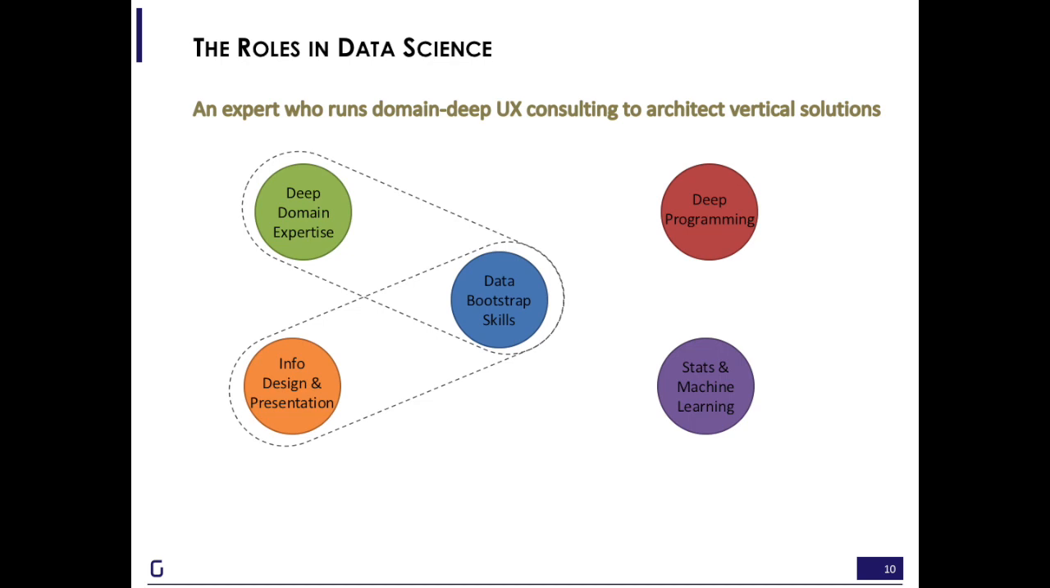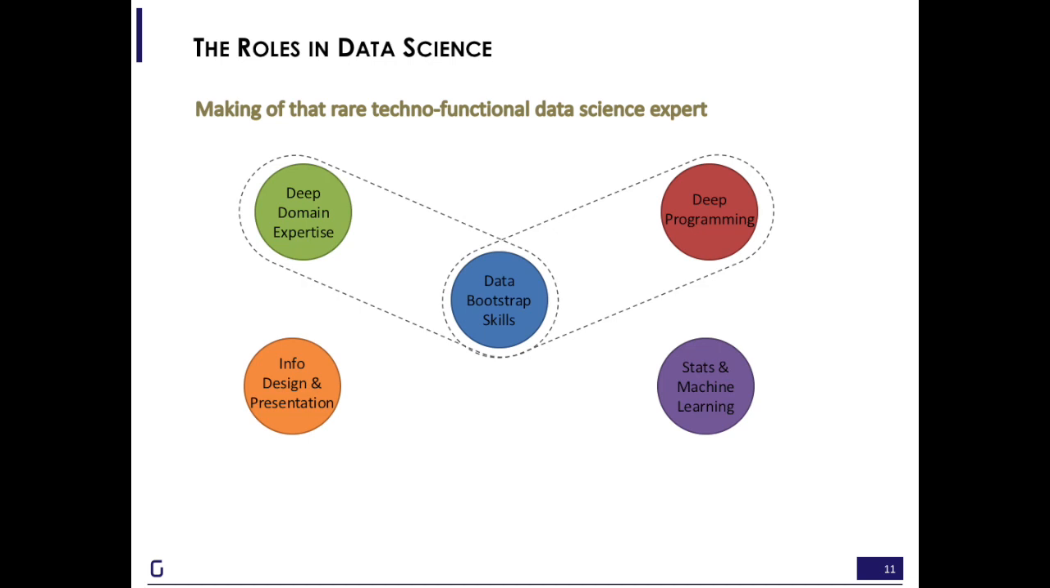The next combination is data bootstrap, information design, and deep domain. So this is an expert who runs domain deep UX consulting to architect enterprise data science apps. These are usually domain experts who also have mastered design. So the final combination we look at is data bootstrap, deep domain, and deep programming. These are the attributes of that rare techno-functional data science expert, one who combines domain knowledge with deep technical skills and a strong data grounding.